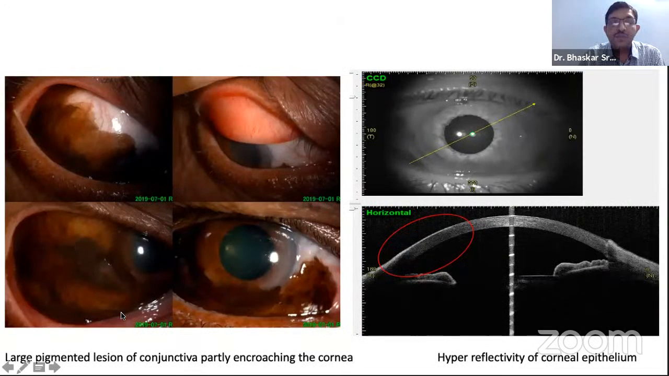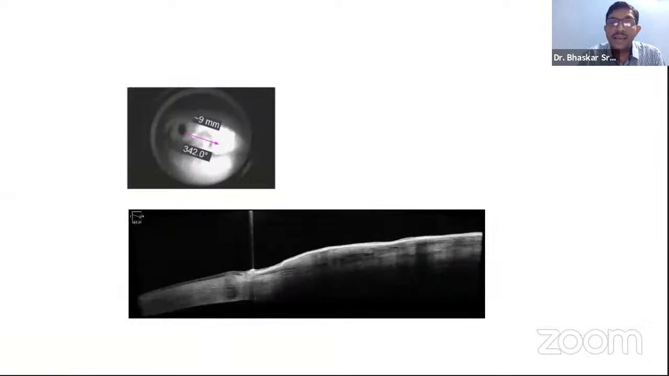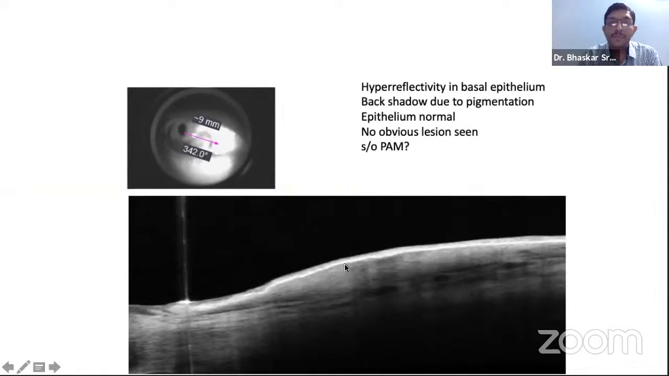This patient with a diffuse conjunctival pigmented lesion, which is involving even the corneal epithelium, shows a hyperreflectivity of the epithelium on the corneal side. And if you look at the SDOCT of the same patient, the conjunctival lesion shows the hyperreflectivity predominantly of the basal layer of the epithelium, and there is no lesion under it. So more likely suggestive of a PAM.